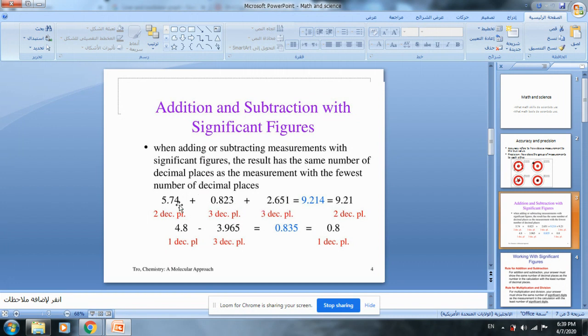Which one of these numbers has the fewest decimals? This one, because it has two, compared with this one which has three and this one which also has three. So if you add them using your calculator, you will get 9.214. But this is not the answer, because it depends on the significant figure rule. The answer should contain only two decimals. So this is not the true answer. This is the true answer.